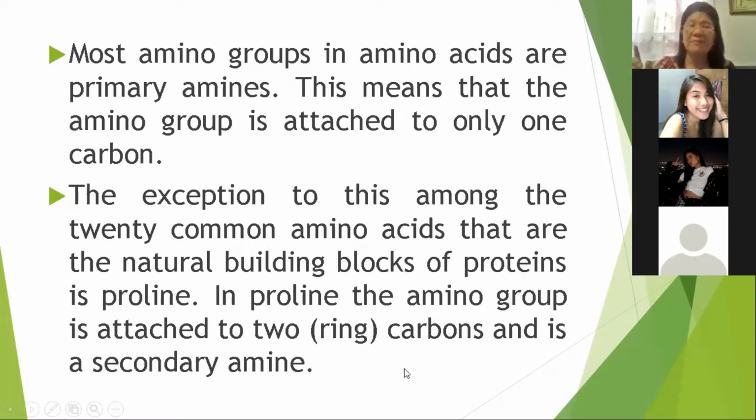So in proline, the amino group is attached to two rings. We will see it later on. We'll have to delve into these 20 different amino acids and their structures. So that is why proline is the only amino acid which is a natural building block in the form of a secondary amine. The rest are primary.